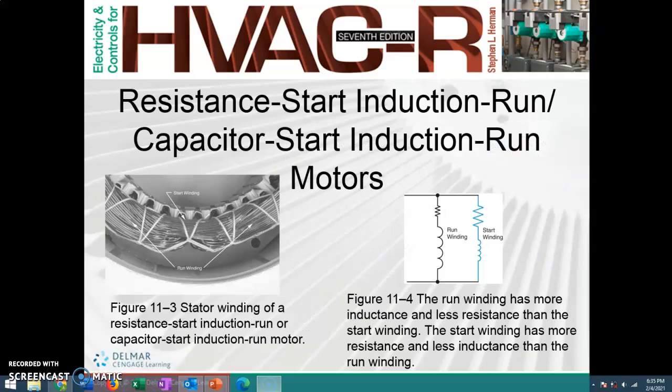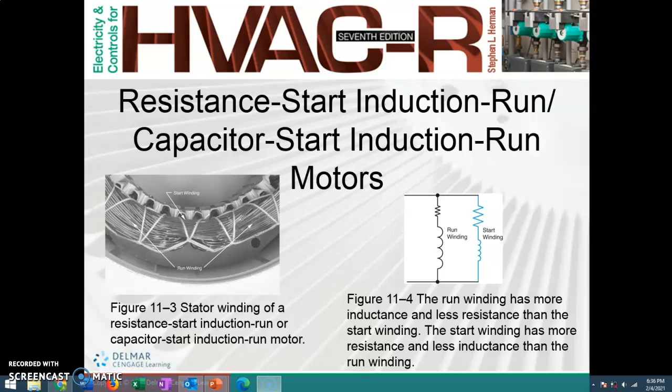Okay, so with a resistance start induction run or a capacitor start induction run motor, the rotating magnetic field is produced by out of phase currents in the run and start windings. Because the run winding is going to appear more inductive and less resistive than the start winding, the current flow in the run winding will be close to 90 degrees out of phase with the applied voltage. The start winding will appear more resistive and less inductive than the run winding, causing the start winding's current to be less out of phase with the applied voltage.